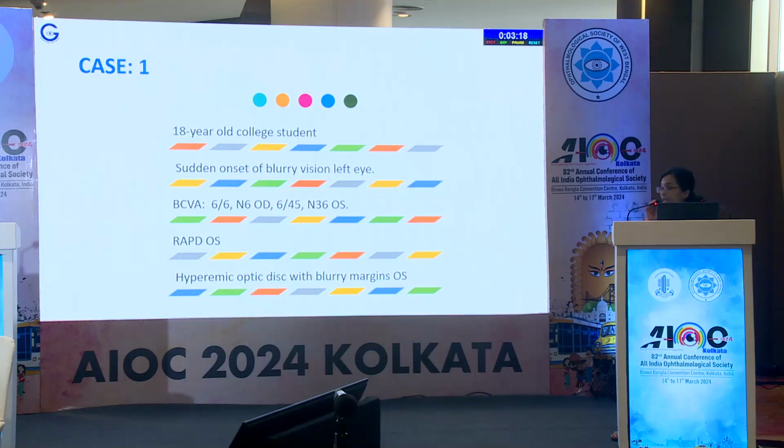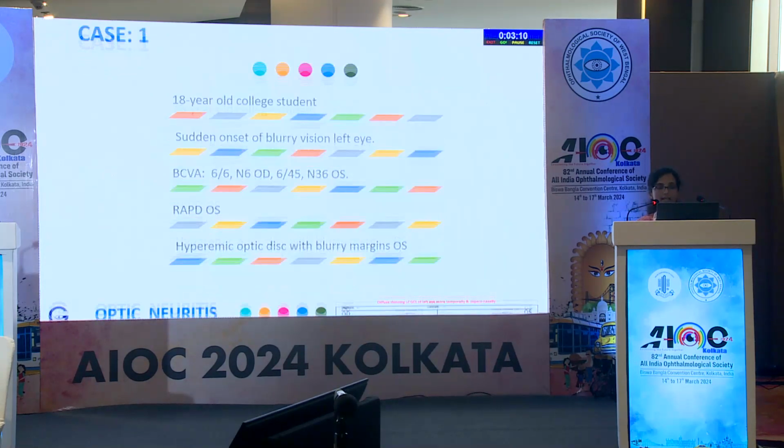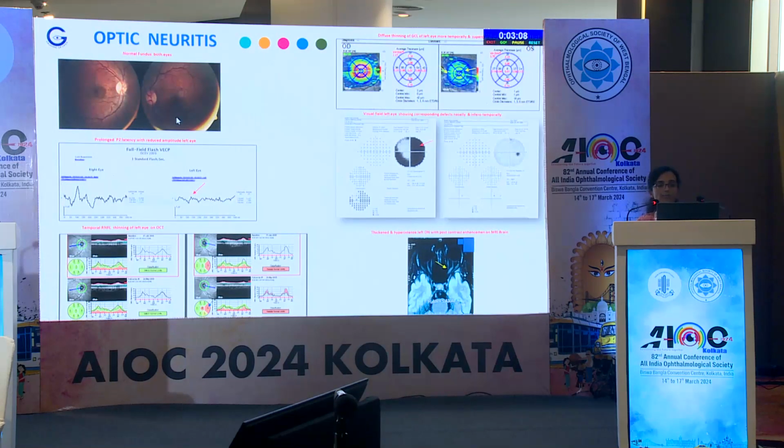So the first case was an 18-year-old college student who came to us with sudden onset of blurred vision in the left eye, 6/45, N36, with RAPD in the left eye. And you can see in the fundus, she had a hyperemic blurred disc in the left eye. The VEP showed a reduced amplitude and a prolonged latency in the left eye. And the visual fields showed a dense nasal scotoma and some inferotemporal visual field defects.